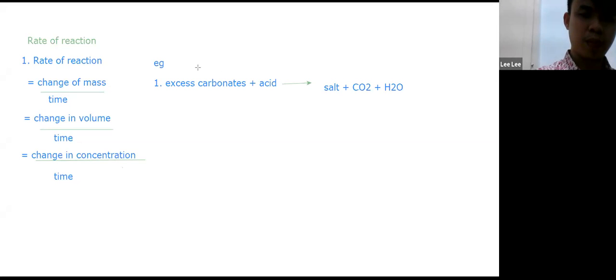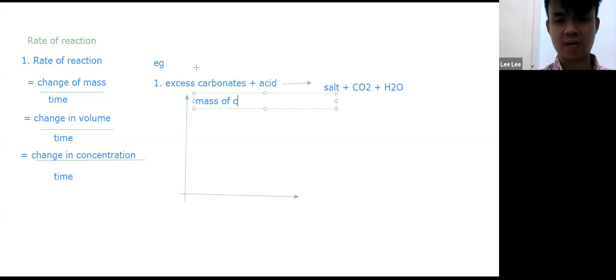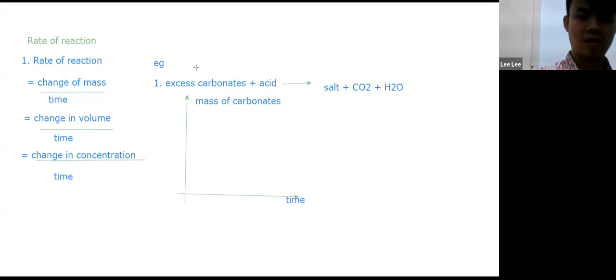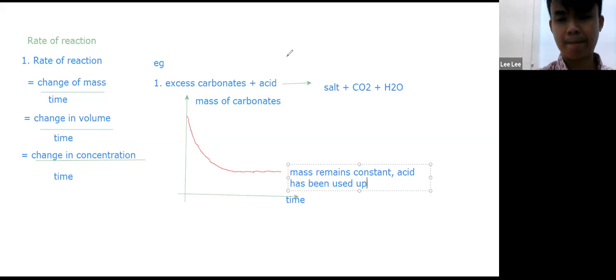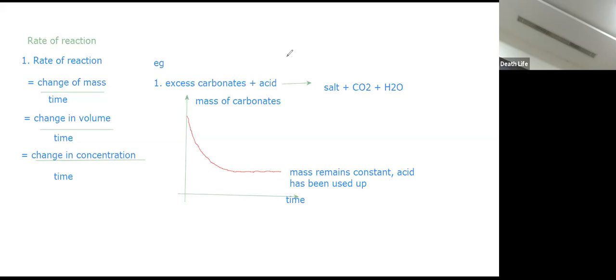So if you observe the experiment, and let's say you are plotting a graph of the mass of carbonates with respect to time, you will see the carbonates decrease. And here, the mass remains constant because it's in excess. So it means the acid has been used up. If the acid has been used up, can the reaction continue? Nope. Anyone have questions?